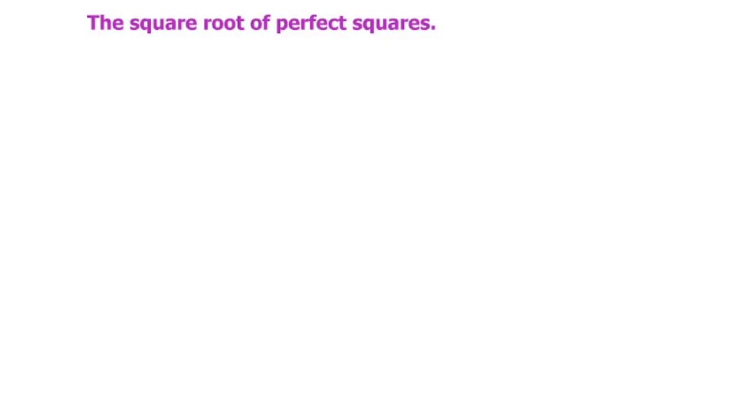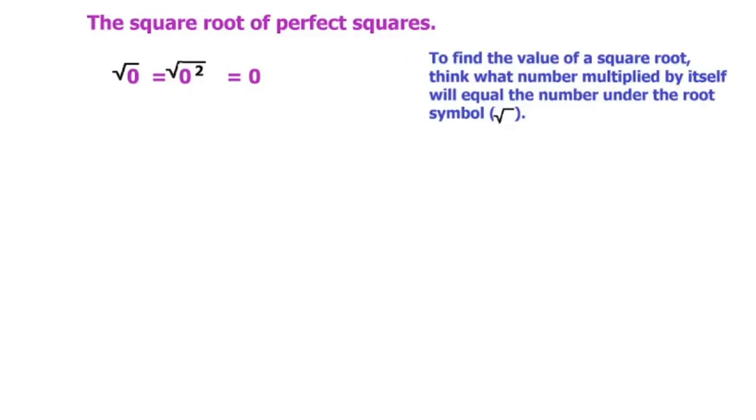In today's video, I'm going to teach you a little bit more about square roots, and in particular, the square root of perfect squares. Okay, so to find the value of a square root, think what number multiplied by itself will equal the number under the root symbol. So that is how square roots work. And then for perfect squares, it becomes even easier.